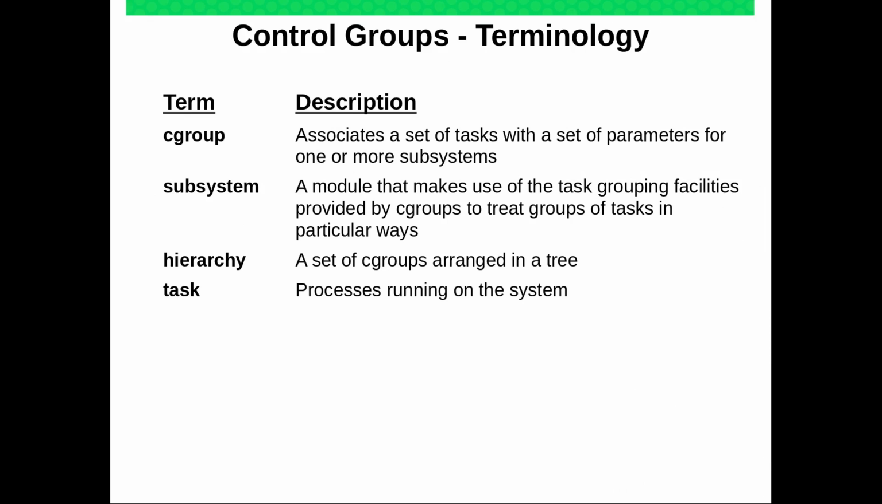So, some terminology that we need to define. First of all, a C group is the creation of an association or a virtual grouping of tasks with parameters for one or more subsystems. Those subsystems can be things like memory or disk or CPU. And we can set up a hierarchy where one C group is arranged as a subordinate to another one. And each process that is running is generally referred to, when working with control groups, as a task.